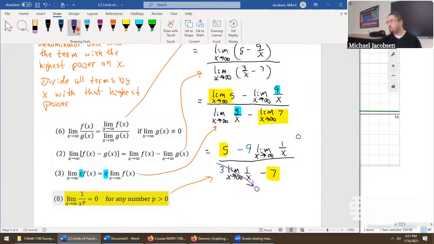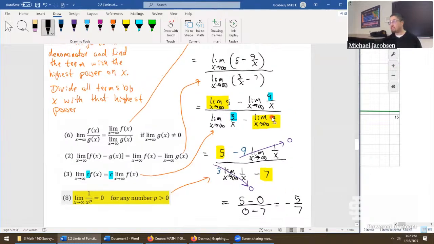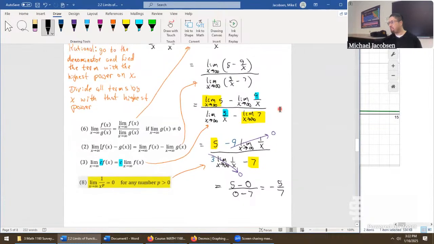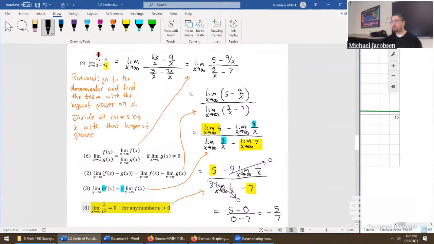Let me write this a little bit better. This whole thing goes to 0. It's really a negative 9 times 0. And same here, it's positive 3 times 0. So that means all we're left with is 5 minus 0 divided by 0 minus 7. And the value of the whole limit is negative 5/7 after that long, kind of drawn out process. So we started from here, and after taking all of these careful steps, negative 5/7 is our result.